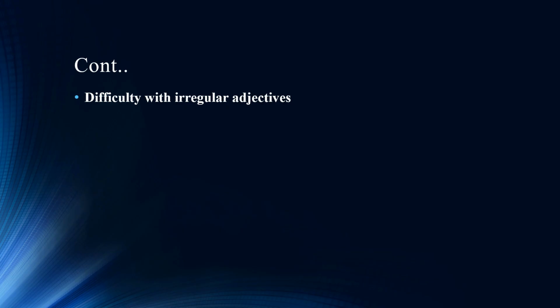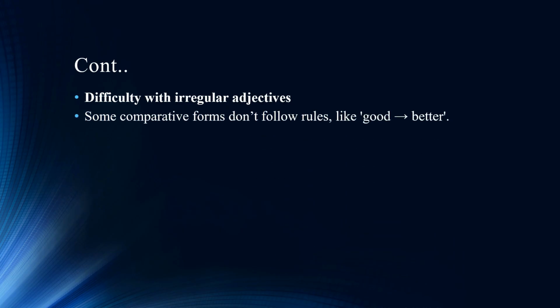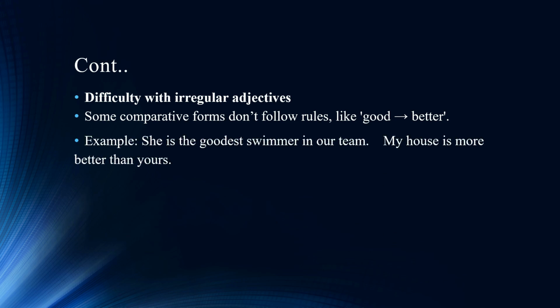Difficulty with irregular adjectives. Some comparative forms do not follow rules, like good, better, best. For example, she is the goodest swimmer in our team. So here this is the wrong sentence. Goodest is wrong. This would be the best. My house is more better than yours. So more is a comparative degree and better is also an irregular comparative degree. So we cannot use double comparative degrees in a sentence.